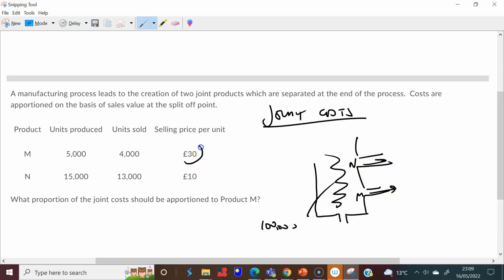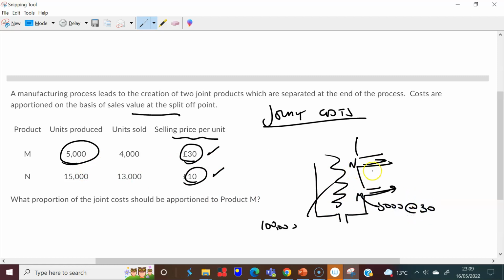And it's telling you that the selling price, per unit, they're asking you to use the sales value at the split-off point. Really, this question was probably best highlighting selling price. To be fair, that's all you have, the selling price at that split-off point. And these are the units that have been produced. So here at M, you have 5,000 units, but each of them are at £30. So that's their value. Here you have 15,000 units, and each of them are £10.